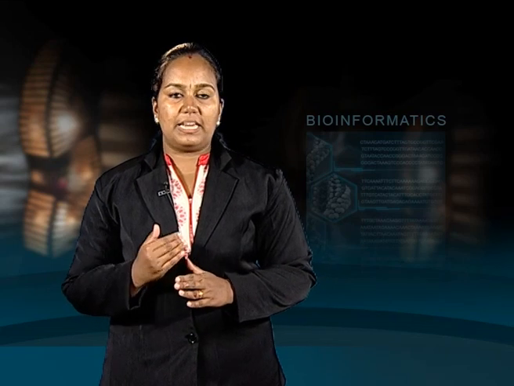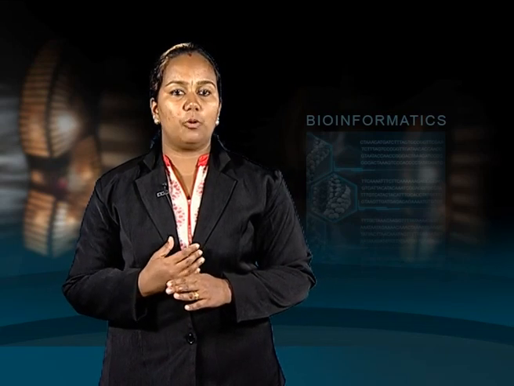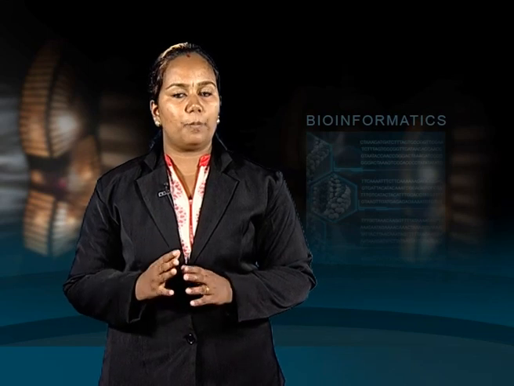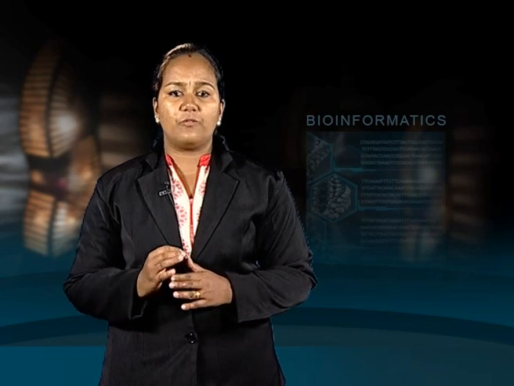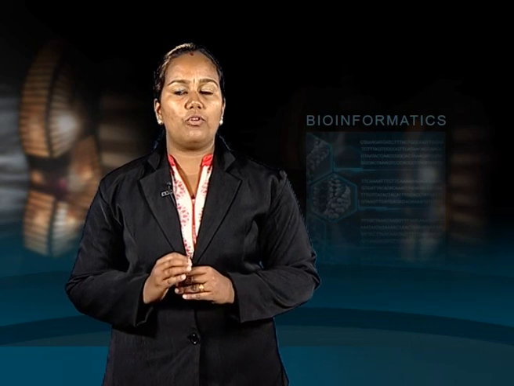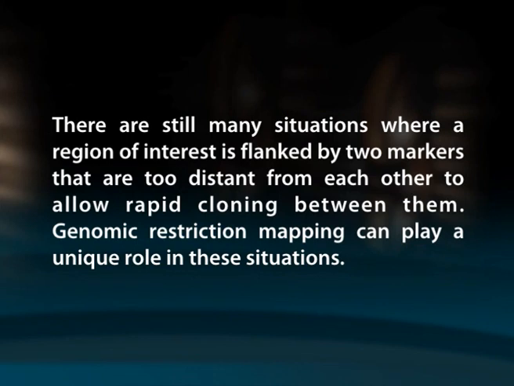Prior to the development and easy availability of large insert genomic libraries, the rare cutting enzyme or PFGE approach provided the most feasible means for estimating physical distances between linked loci that are separated by hundreds of kilobases or more. However, it is now often the case that physical mapping is more readily accomplished in the context of clones. Nevertheless, there are still many situations where a region of interest is flanked by two markers that are too distant from each other to allow rapid cloning between them. Genomic restriction mapping can play a unique role in these situations.